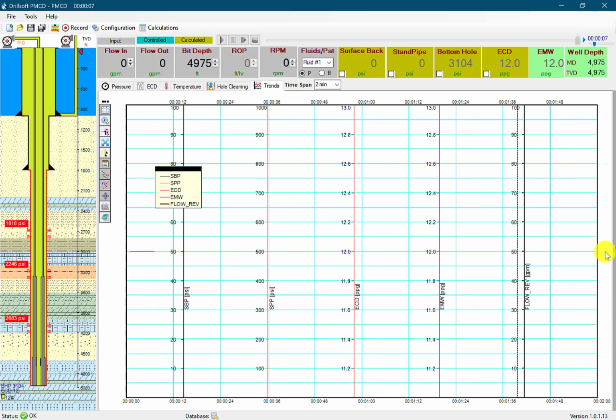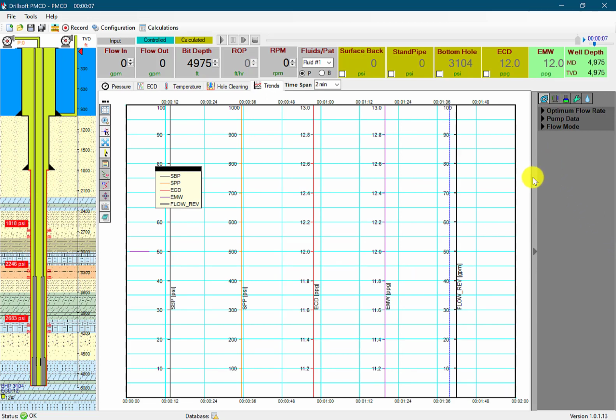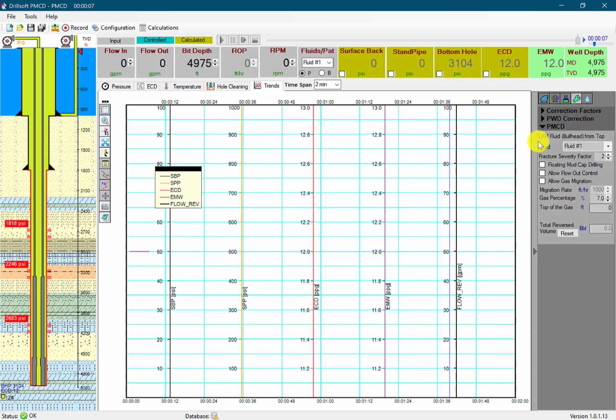To use the PMCD options, we'd have to go to the sidebar. We can open this by clicking the gray area here. And under the correction factors, we can go to PMCD. In PMCD, we have the option to choose what fluid we want to bullhead. We have the fracture severity factor, which determines how much pressure is needed to go into total losses in the formation or in a fracture zone.